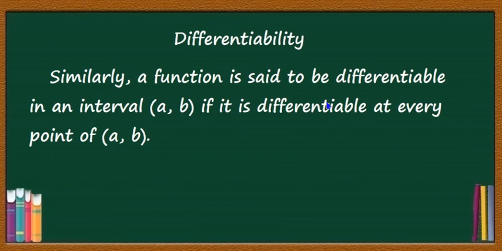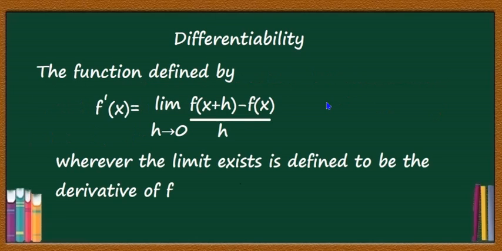And similarly, a function is said to be differentiable in an open interval a comma b if it is differentiable at every point in the interval a comma b. And the function defined by f dash of x is equal to limit h tends to 0 of f of x plus h minus f of x divided by h, whenever this limit exists, is defined to be the derivative of f, and it is denoted by f dash of x.